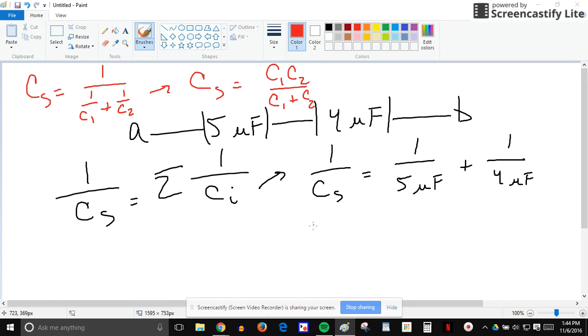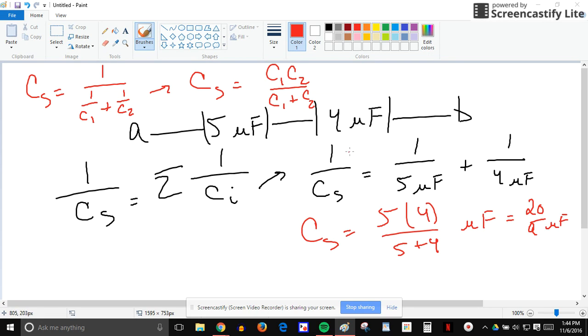So in this case, we would have C sub S is equal to 5 times 4 divided by 5 plus 4 microfarads. And in this case, it would be 20 over 9 microfarads. So we have just found that the equivalent capacitance of this entire network, so we could write this as C from A to B, is equal to 20 over 9 microfarads.